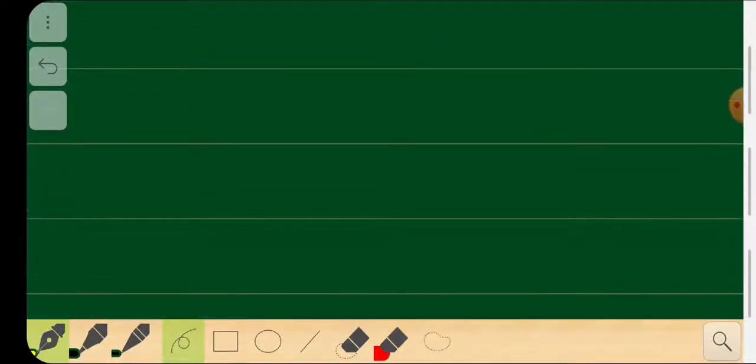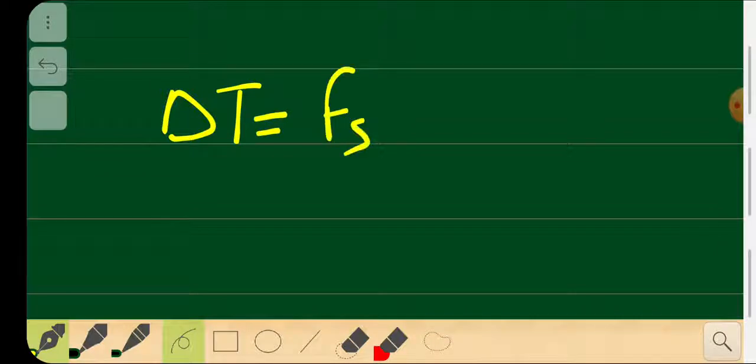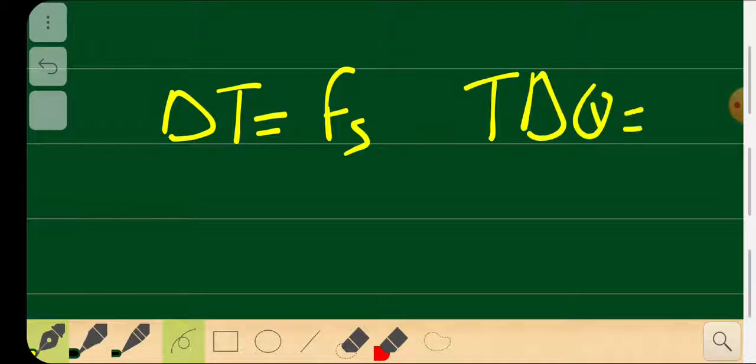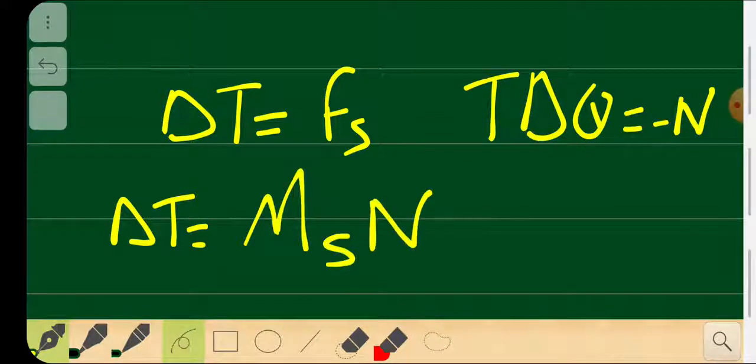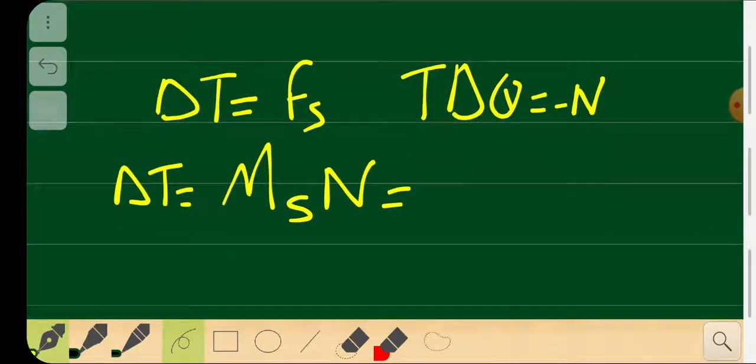So equation 1 was delta T equal to the friction force F, and equation 2 was T times delta theta is equal to minus the normal force N. So you now know that delta T, which is equal to friction, will be equal to some frictional constant mu s, static friction, times the normal force. You can substitute the value of N in here.